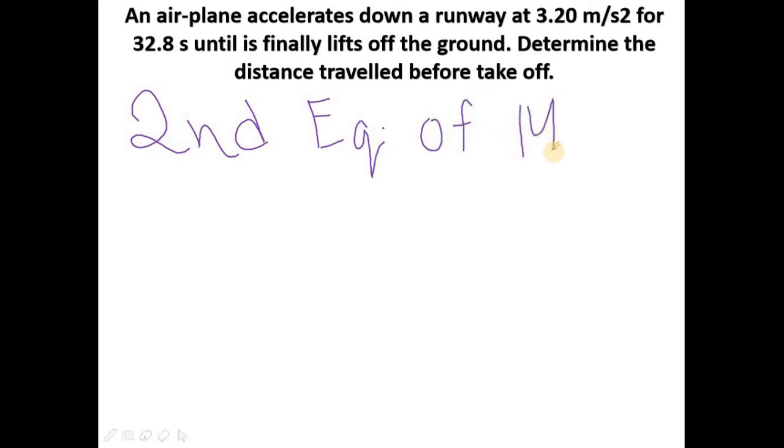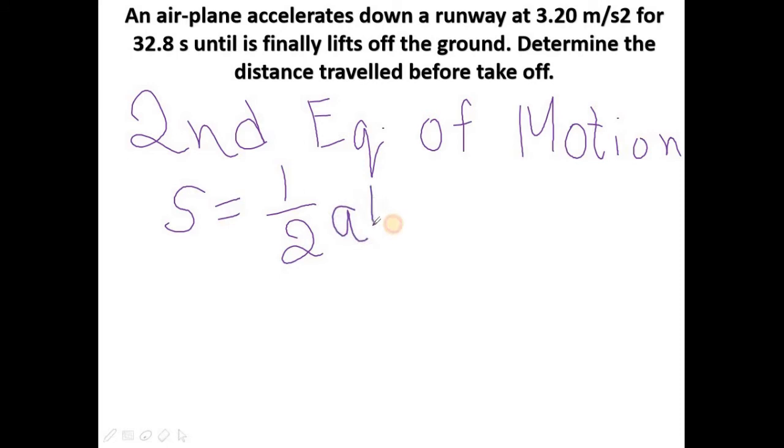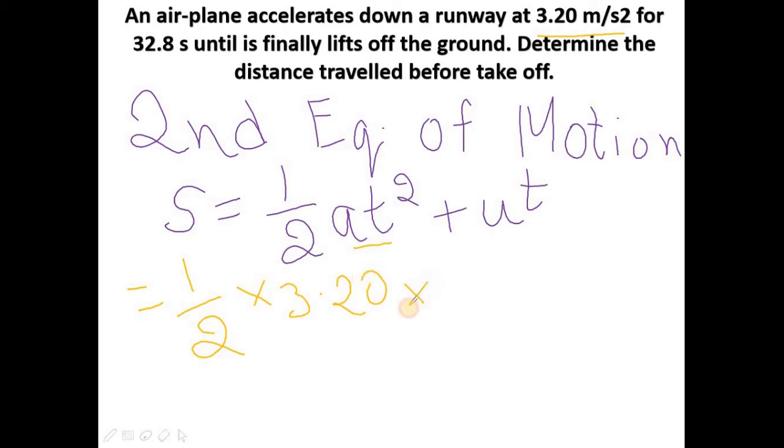Do you guys remember what the second equation of motion is? It's nothing but s is equal to half at square plus ut, or we can also write it as s is equal to ut plus half at square. It doesn't matter much. Now let's substitute the values that we have got before. First we know the acceleration, right? Let's substitute the acceleration: half into 3.20 meter per second square, and time, we also know the time, 3.28 seconds.